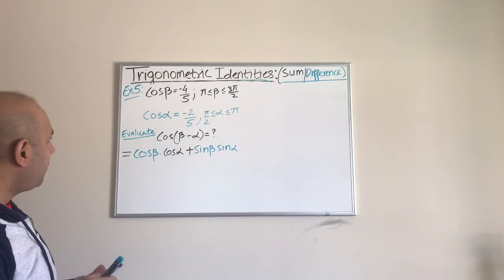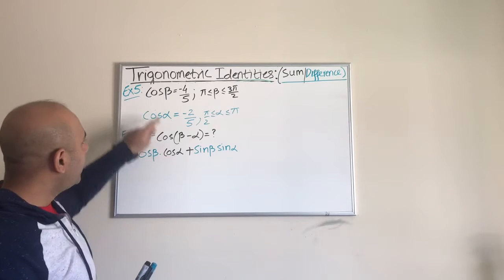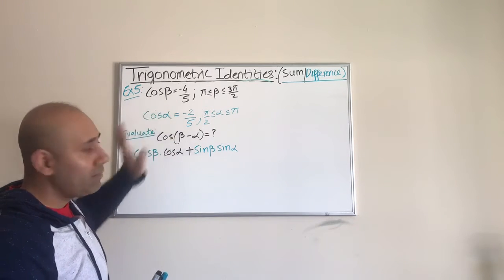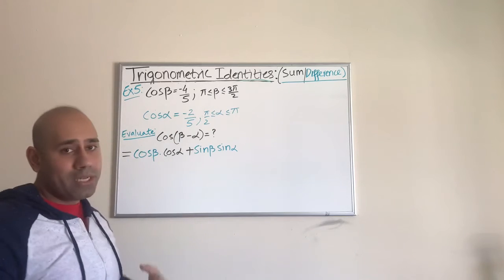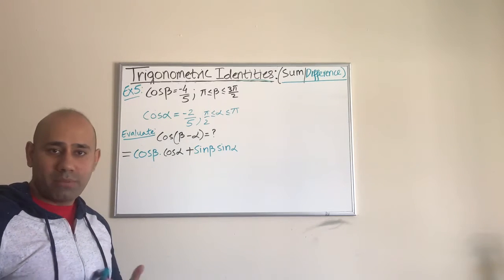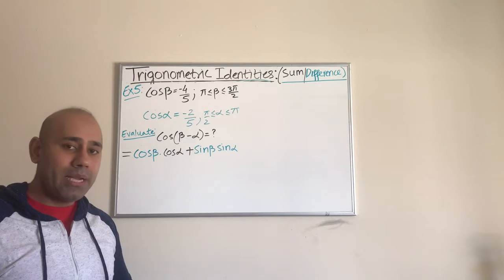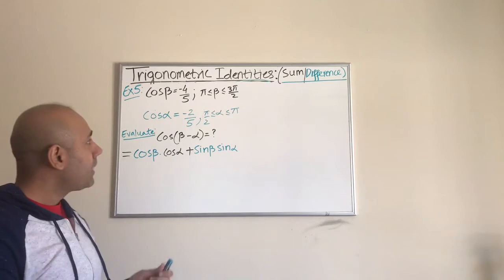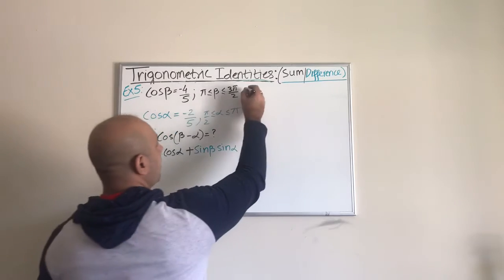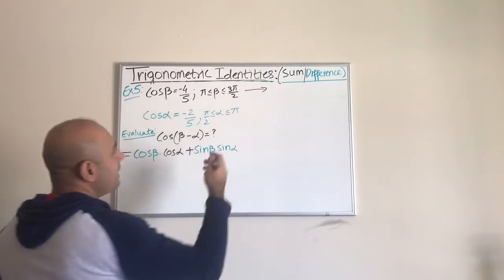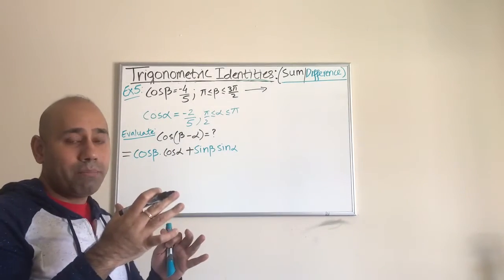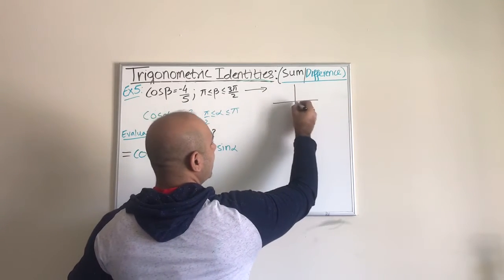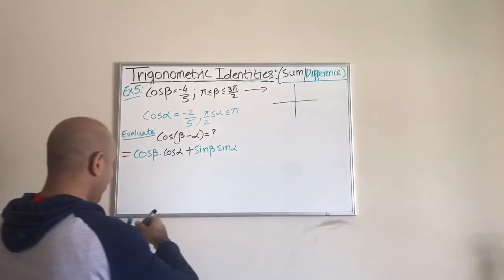So based on this information, cosine beta and cosine alpha are already provided to us, so we can simply replace them by these given values. But we don't have the sine beta and the sine alpha, so we have to do some extra work to figure them out. Then we bring it back here and then we simplify, right? So let us first start by drawing the reference triangle here. Keep in mind, since beta is between pi and 3 pi over 2, my reference triangle is going to be in the third quadrant, so it is going to look something like this.